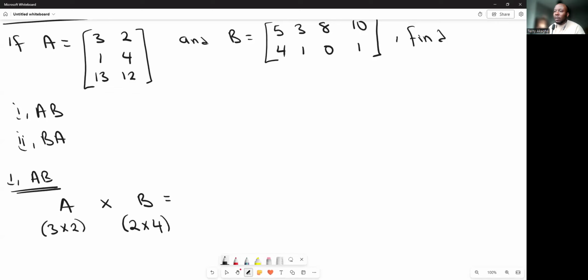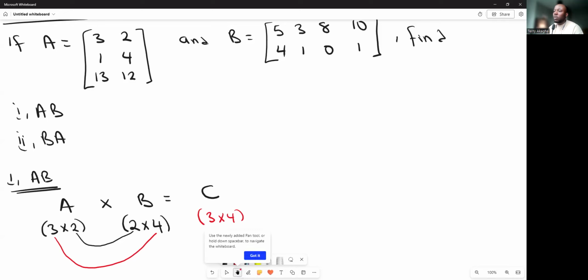Now you can see that the number of columns of the first one is exactly the same as the number of rows of the second. So that means we can multiply them to give us a matrix C. The final matrix is going to have the number of rows of the first and the number of columns of the second. So it's going to give us a 3 by 4 matrix. When we are done solving, the answer we should get should be a 3 by 4 matrix. Good.